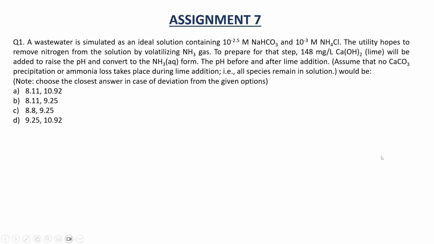Let's see what the other components present are. Again we will have total CO3, which will be equal to 10 raised to power minus 2.5 M, because sodium bicarbonate will dissociate into sodium and bicarbonate. As soon as bicarbonate is formed, depending upon the pH, it can combine with H plus and form carbonic acid, or it can further lose its hydrogen and form carbonate. But the total concentration of carbonate will be the same, 10 raised to minus 2.5 M.